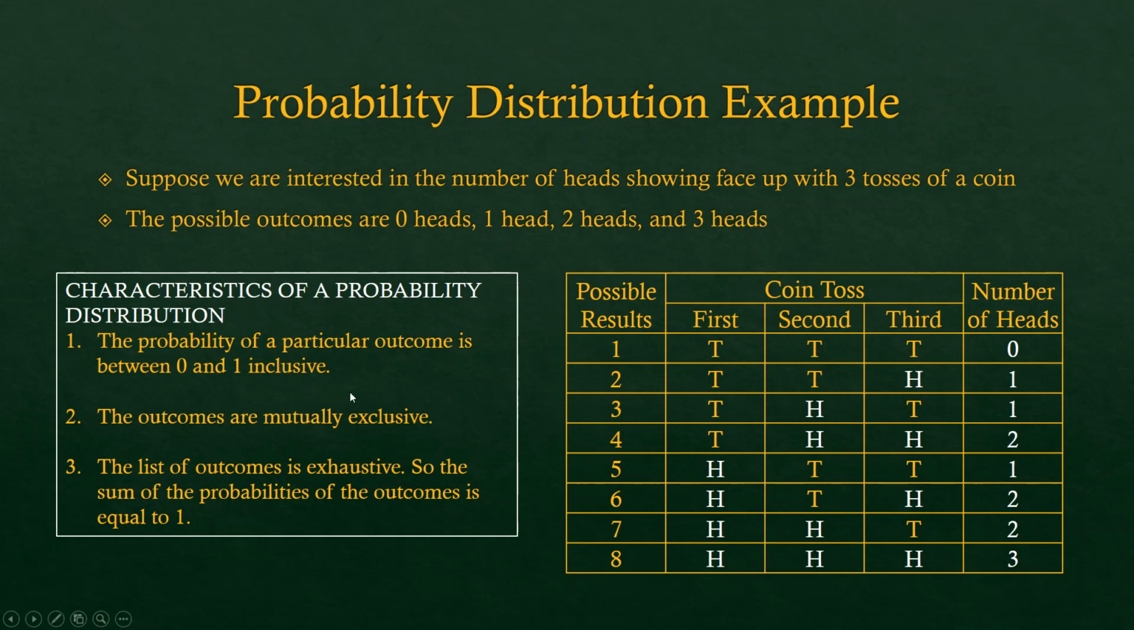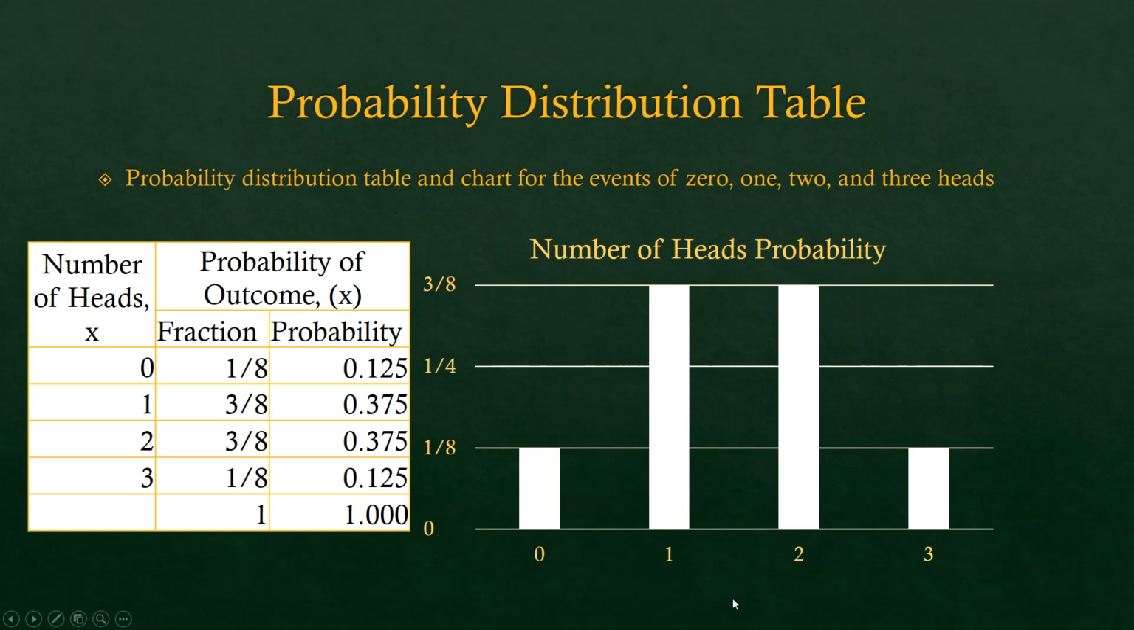The probability of a particular outcome is between 0 and 1, and the outcomes are mutually exclusive. Notice here, though, I don't yet have the probabilities. We'll get to that in just a minute. But these outcomes are mutually exclusive. Each one of these outcomes is different, so you've got a total of 8 possible results with different outcomes. And this is completely exhaustive. None of these are the same, but there are no more than what's listed here as these 8.